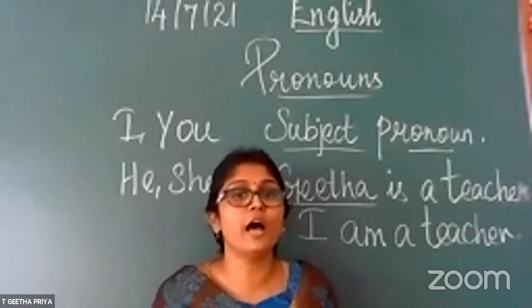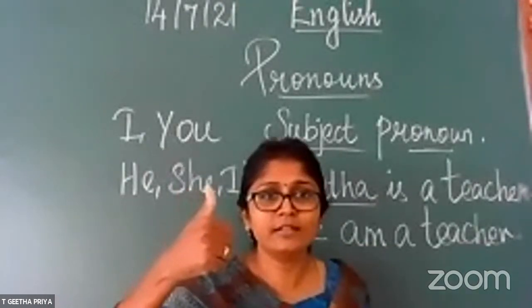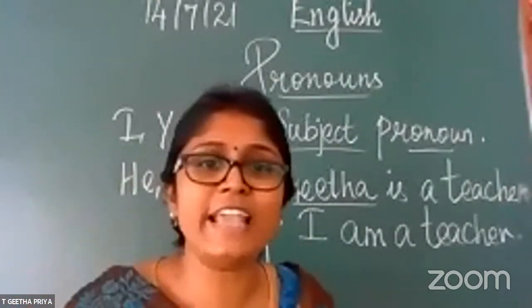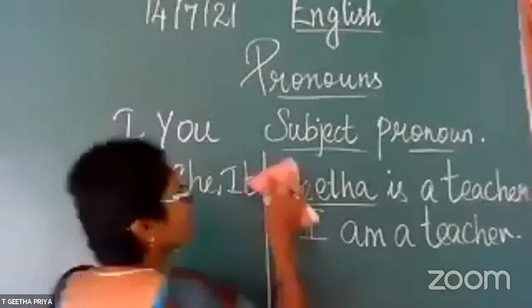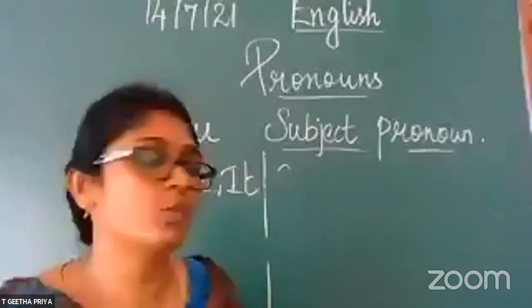So when we talk about ourselves, we use the pronoun I instead of our name. Have you got it? Did you understand? Do you understand, children? Yes. We'll move on to the next subject pronoun. Okay. The next word is you.